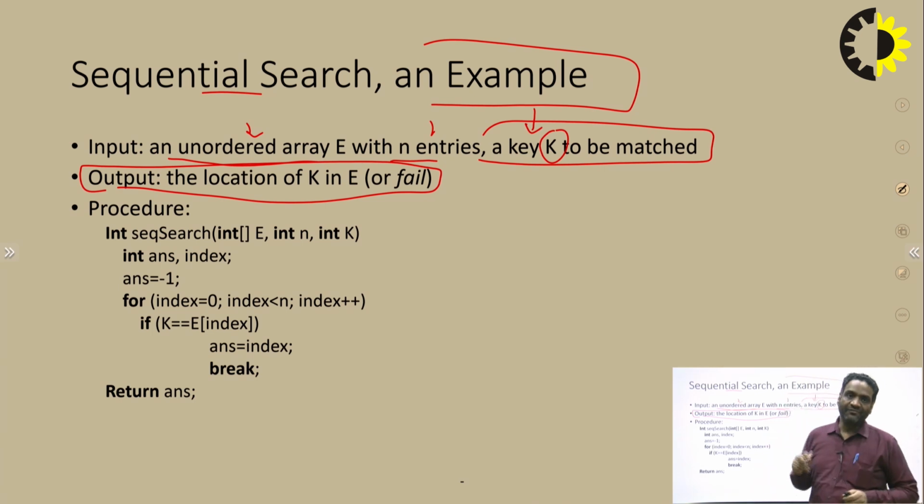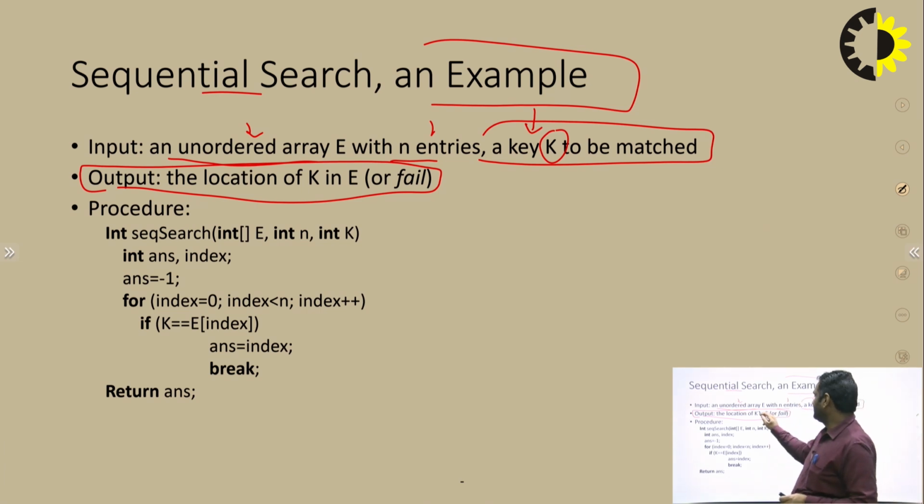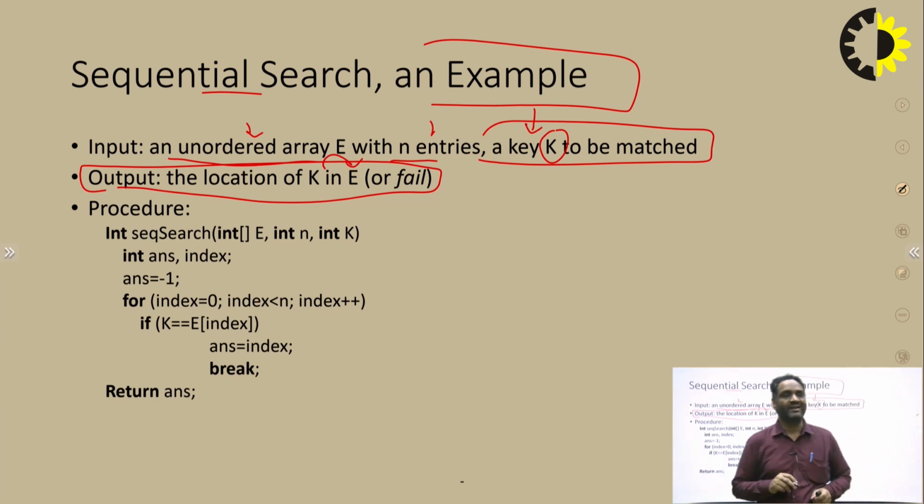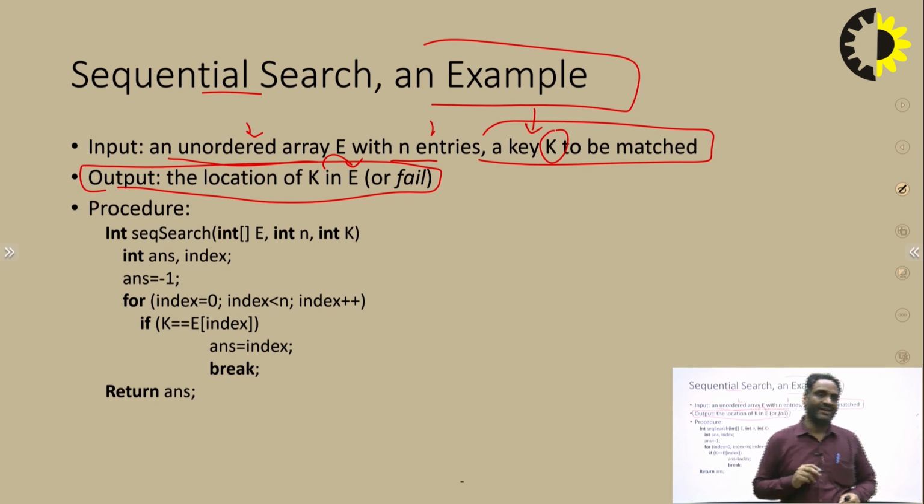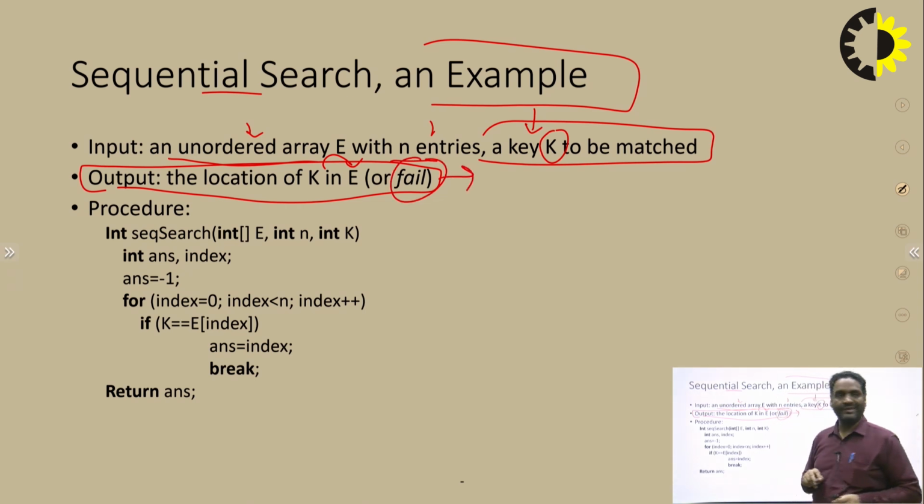Suppose after searching for that element in the given list, what do we have? The location of the key in the array E. So there are two possibilities. Either we get that element in the given list, or we do not get it, which is the fail case, meaning we are not getting that key in the list. If we are getting it, then in that case we have the location of it.